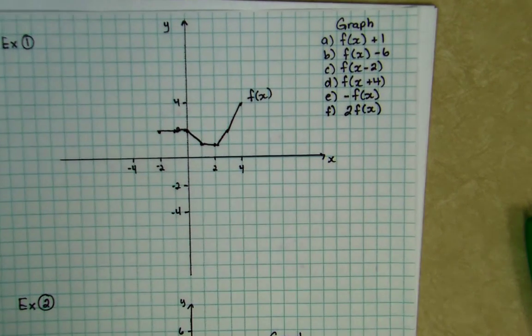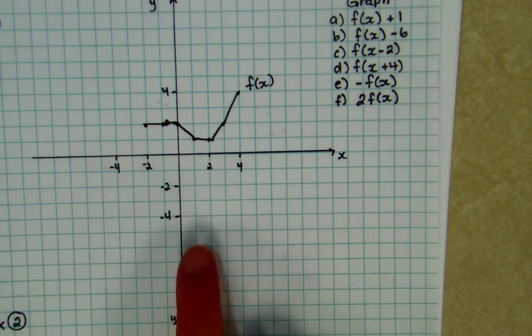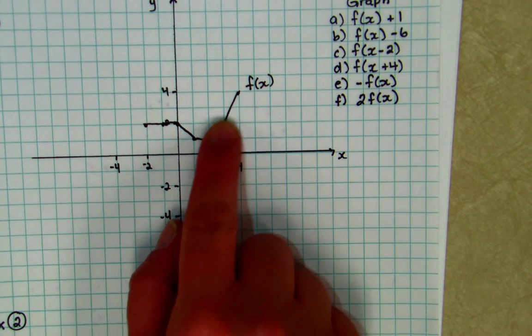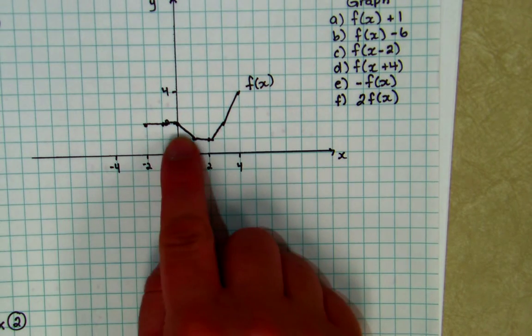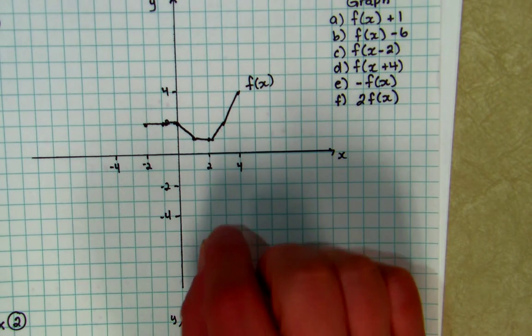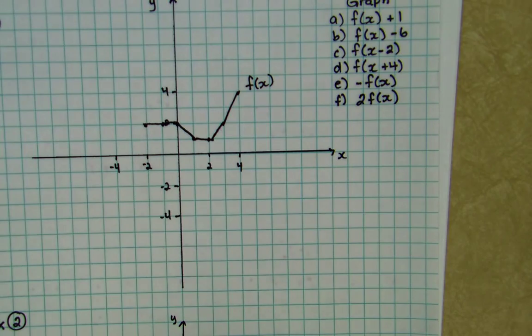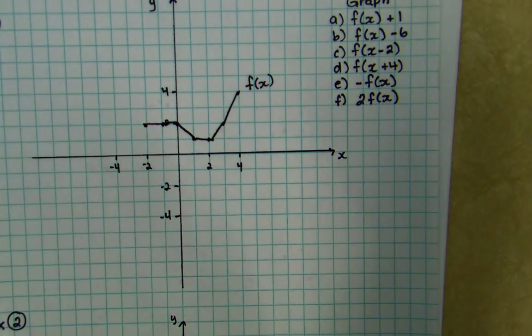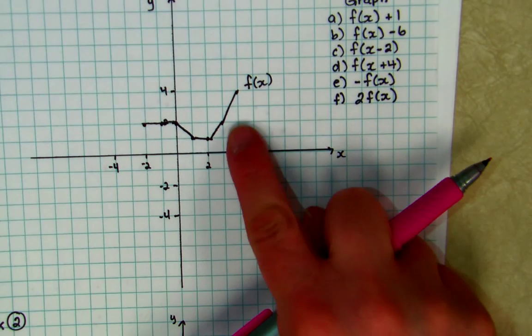Maybe zoom it in a little more. So I have this picture. f(x) can be given to us as an equation, but it can also just be given to us as a picture. So this picture right here is called f(x), and that has to be given to us because now we're going to graph all of these things to f(x).